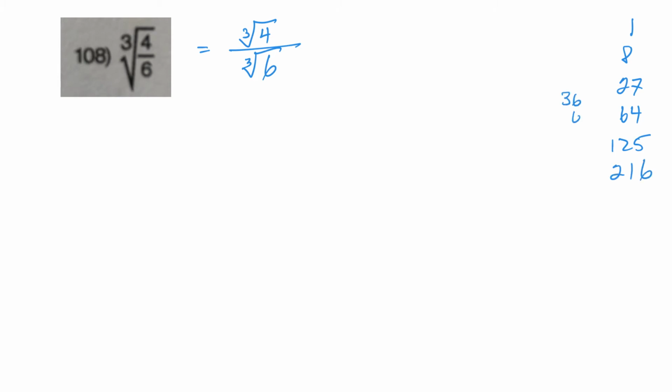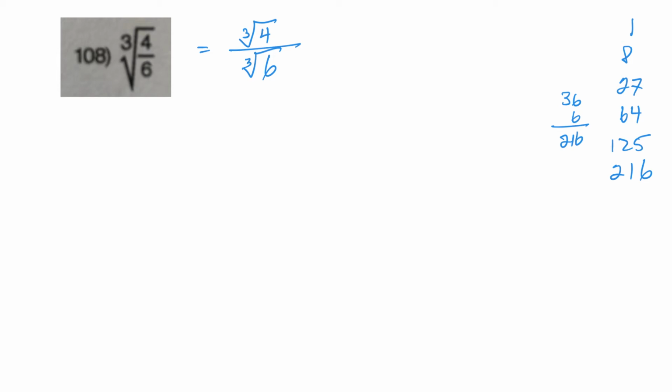Okay, so this one, cube root 4 over cube root 6. So I'm going to use that cube root rule. I forget what it's called, but it says you can separate those. So you can call it the cube root of 4 divided by the cube root of 6. And now what I want to get on the bottom is one of those perfect numbers again. So 1 cubed is 1, 2 cubed 8, 3 cubed, 4 cubed, 5 cubed, 6 cubed I think is 216. Let's see, 36 times 6, yeah, it's 216. So I want to get 216.